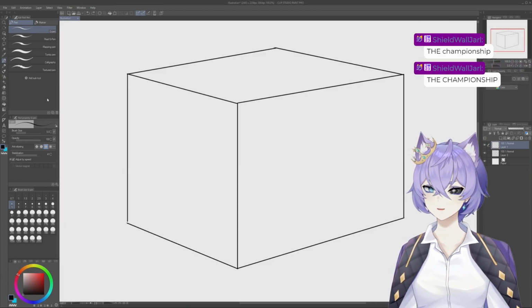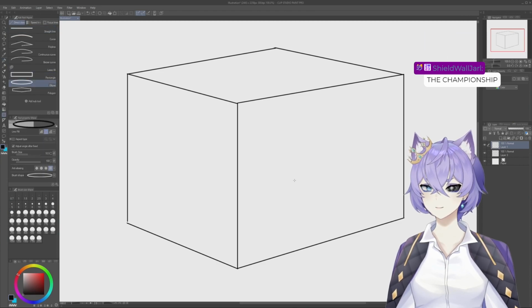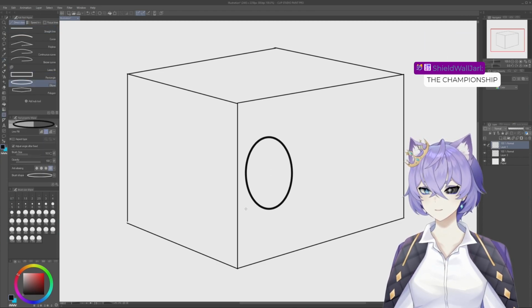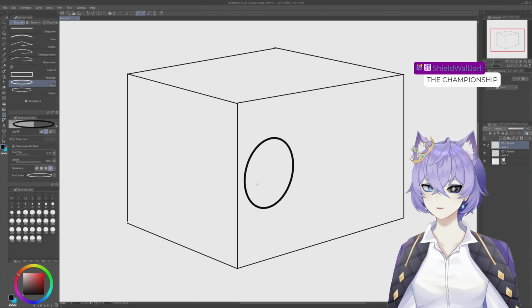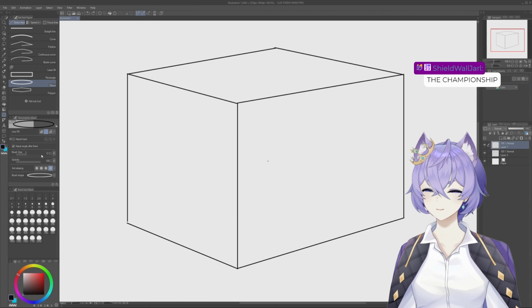Oh my god. I'm just going to use circles. I think brush size, I kind of want a 5 for this.